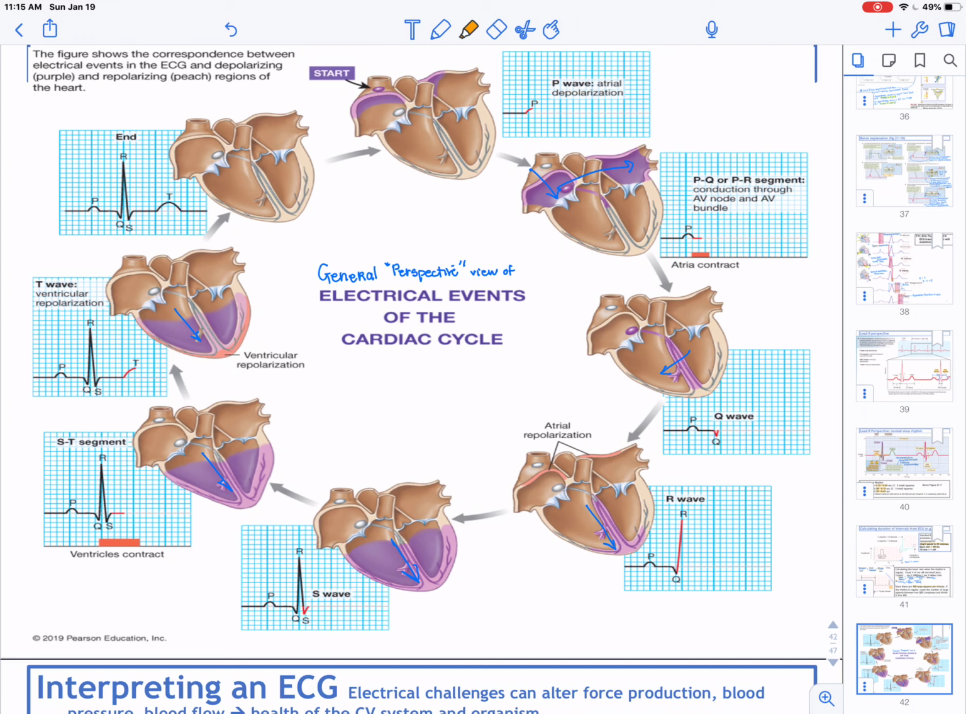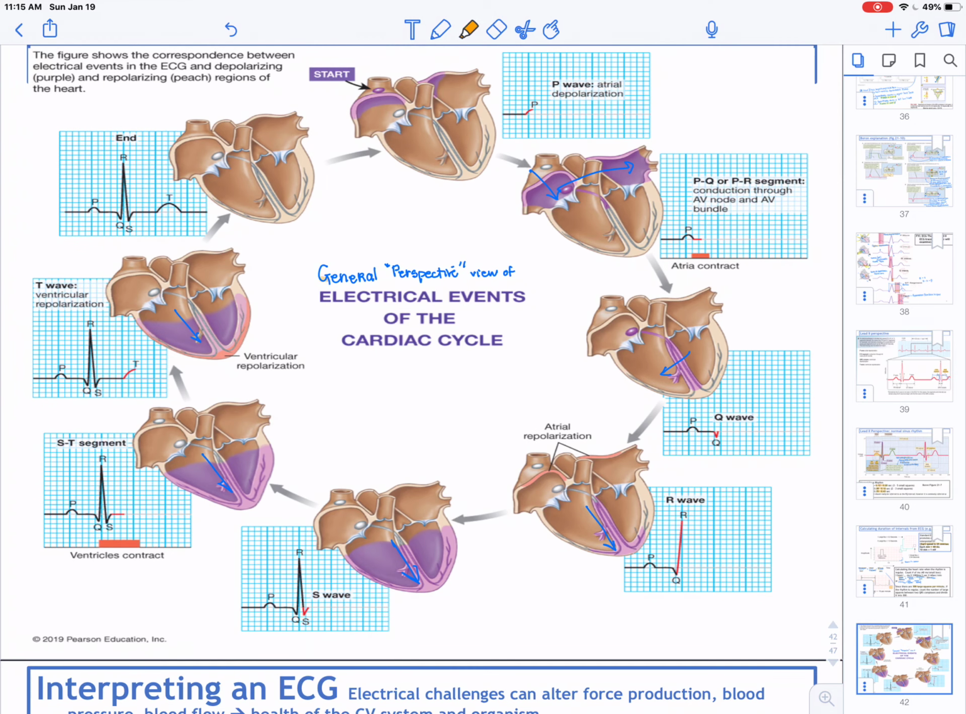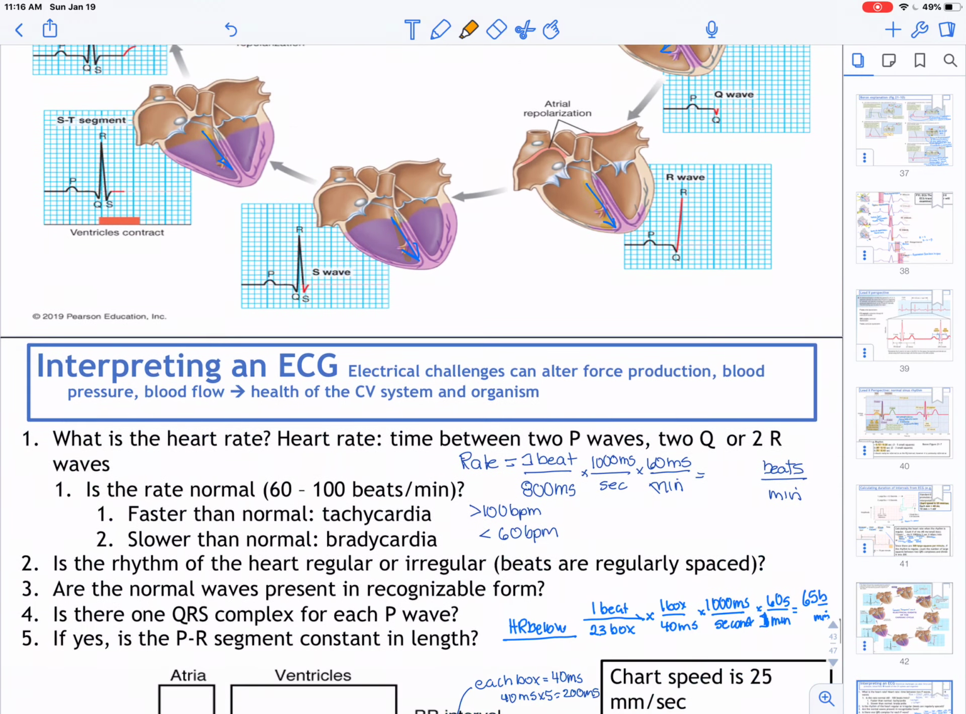So this is a textbook picture, and it's just showing you that general perspective view of the depolarization in purple and what we record on the surface. But we've talked about that in more detail in the previous slides. So I'll let you read the text in your book, and then if you have questions, check with me.